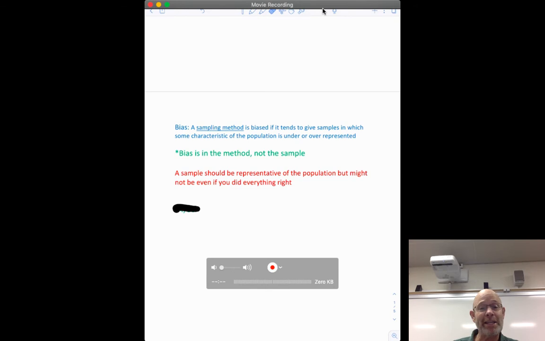Okay, so we want that sample to be representative of the population, but it might not be even if I did everything right. All right, so there's two different things here. So bias. Notice I overrepresented senior females, right? But I didn't do anything wrong, so there was no bias.